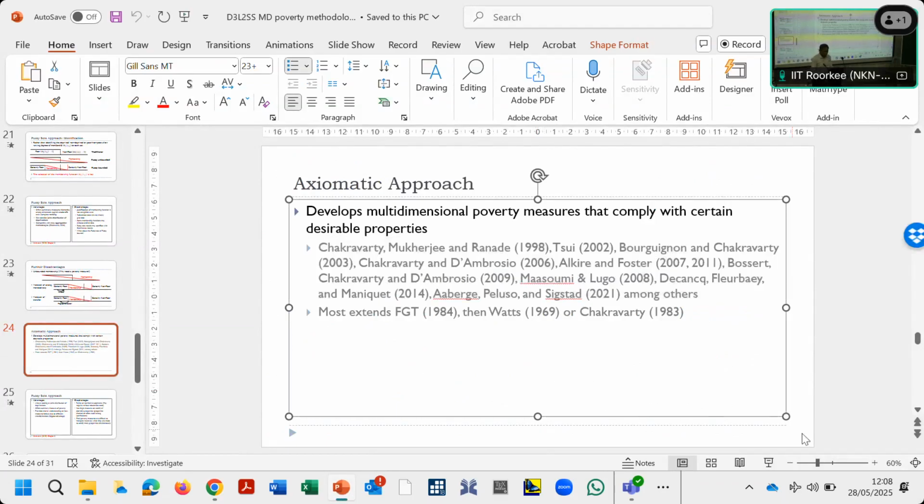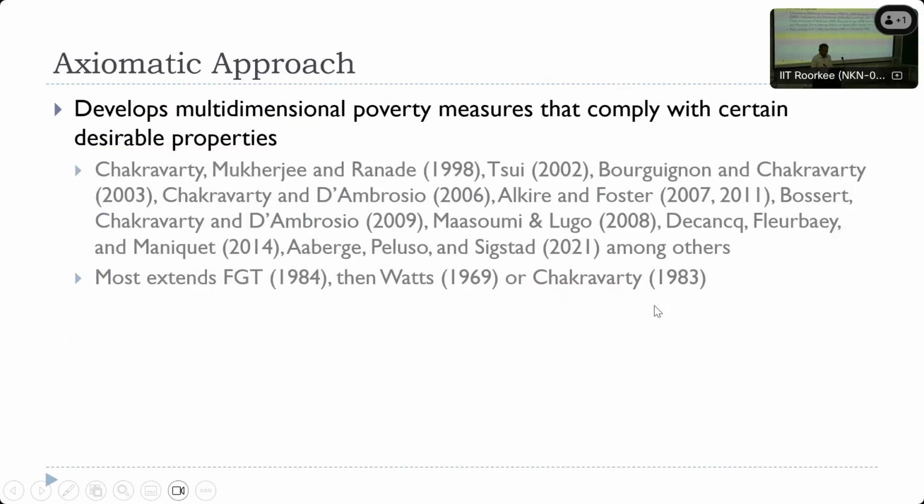Most of them extend either FGT or Watts or the Chakravarty index that I showed you in the poverty lecture. So the poverty measures that are presented are mostly extensions of one of these. So I'm not going through them one by one. It's very boring. It sounds good, but they are just extensions of these numbers, these figures.